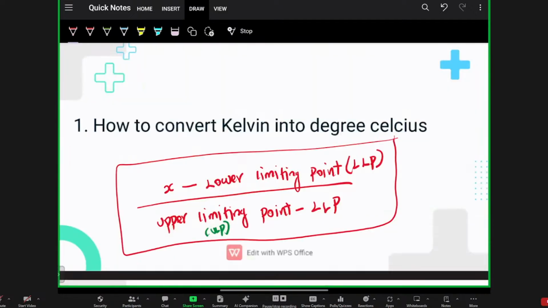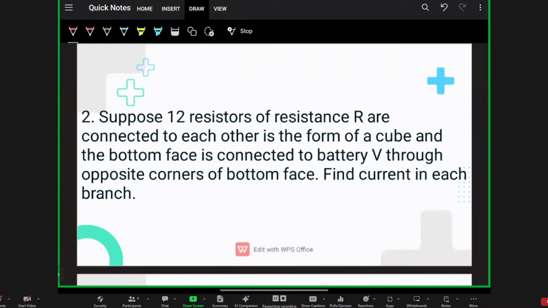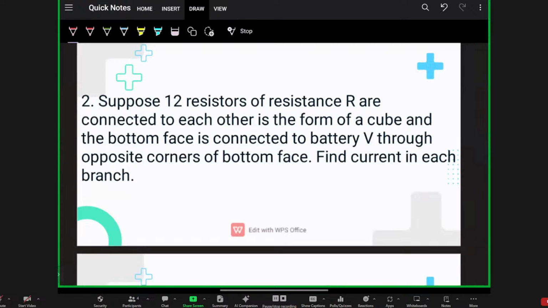Okay, so let's move to question number 2. Question number 2 is from current electricity. Let me read the question first. We have 12 resistors, and each resistor has a resistance of R.